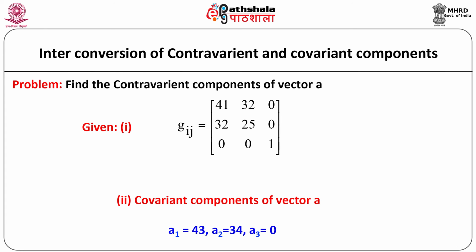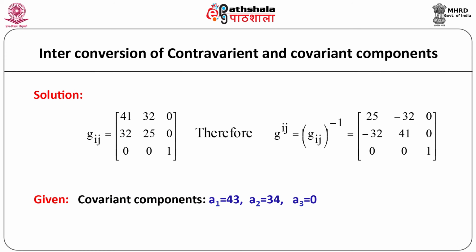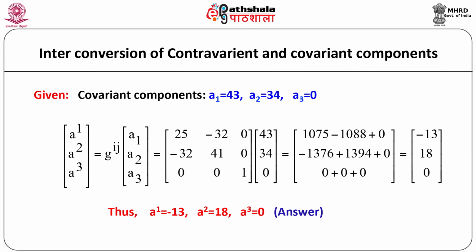Find the contravariant components of vector A, knowing the lowering operator and covariant components of vector A bar. The first step in the solution is to find the raising operator, which is the inverse of the lowering operator. Given covariant components A1 is equal to 43, A2 is equal to 34, A3 equal to 0. Using the lowering operator, the contravariant components can be computed as shown.